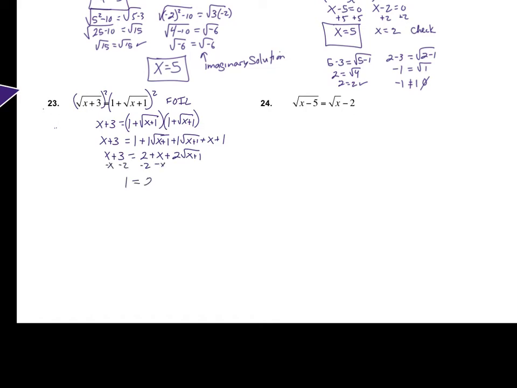We're going to subtract our 2 and our x from both sides. We get 1 equals 2 times the square root of x plus 1. Divide both sides by 2. 1/2 equals the square root of x plus 1. We're going to square both sides to get 1/4. And then subtract 1 from both sides, and we end up with x equals negative 3/4.